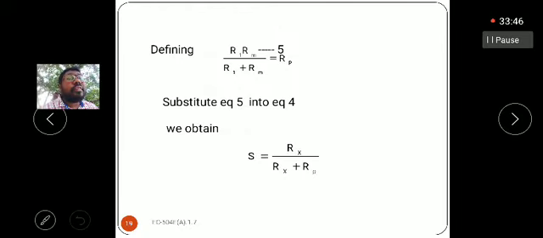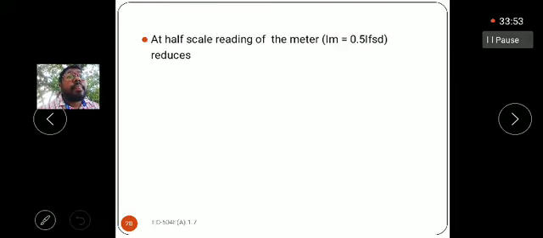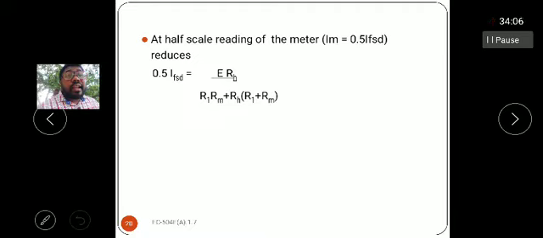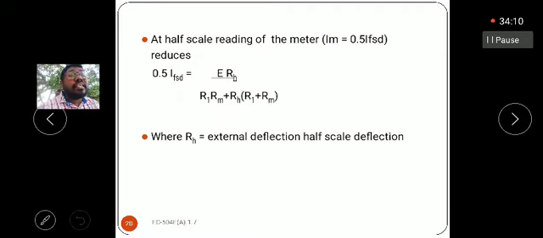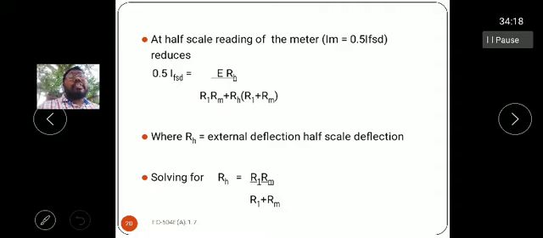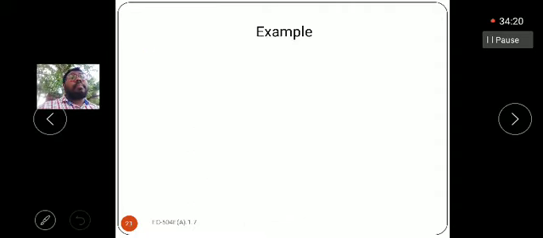Substituting equation 5 into equation 4, we get the full scale deflection S is equal to Rx by Rx plus Rp. At half scale reading of the meter, Im is equal to 0.5, or 1 by 2 of the full scale deflection current. Then 0.5 If is equal to E into Rh by R1 into Rm plus Rh into R1 plus Rm, same as in a series type ohmmeter, where Rh is the internal resistance at half scale deflection. Solving, Rh is equal to R1 Rm by R1 plus Rm.